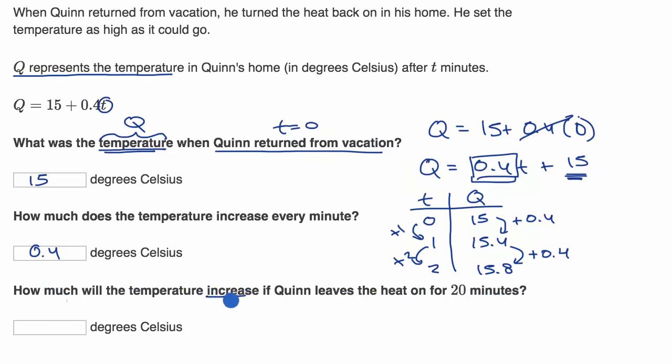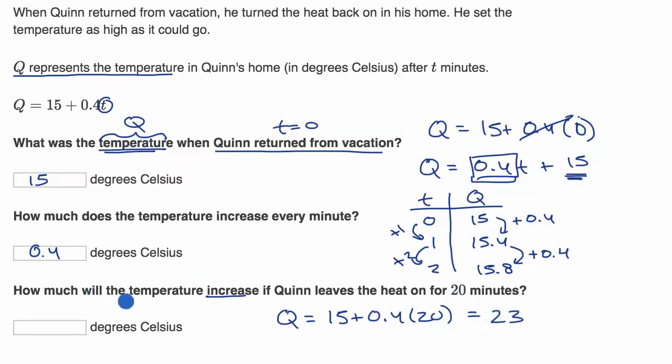If we just want to know what is the temperature after 20 minutes, we would just say, okay, what is Q when T is equal to 20? So it would be 15 plus 0.4 times 20. 0.4 times 20 is 8. 8 plus 15 is 23. So it's 23 degrees Celsius after 20 minutes. But that's not what they're asking us.